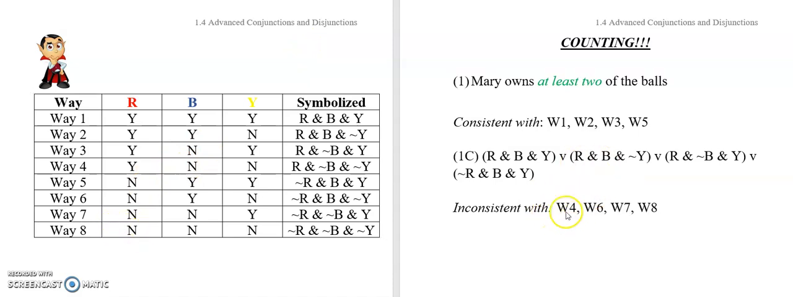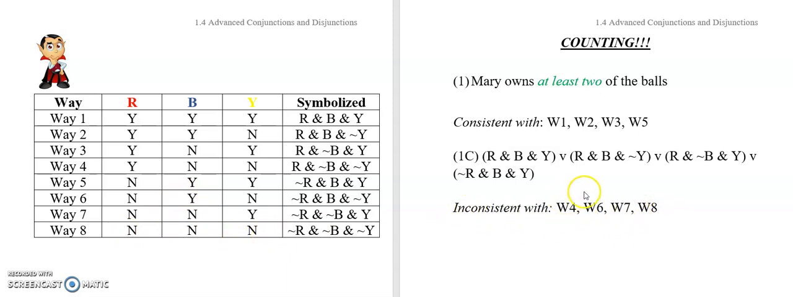Okay, well, obviously, it's just going to be the ones that are not included here. So, if Mary owns at least 2 of the balls is true, then way 4 can't be the case because there she only owns 1 of them, right? Also, way 6 can't be the case because, again, there she only owns 1 of them. And in way 8, she owns none of them. So it's got to exclude that case.